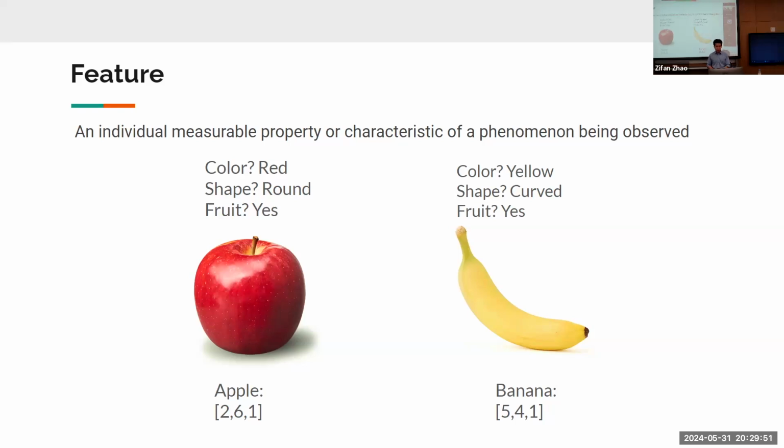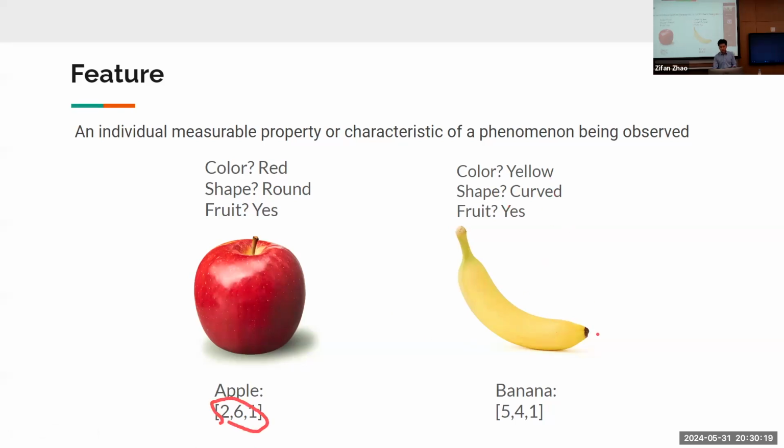I'll explain it with a very simple example. It is still about apples, and we are still dealing with fruits here. So let's focus on 3 attributes for those 2 fruits. The first one is apple. Its color is red, its shape is round, and it's definitely a fruit. Therefore, we give this apple a 3-dimensional vector: 2, 6, 1.